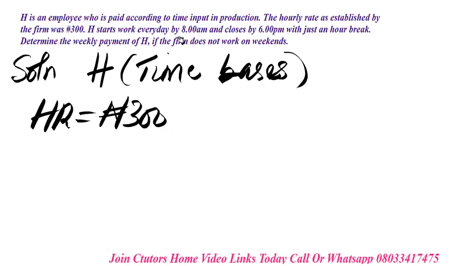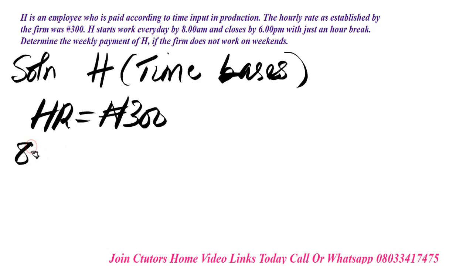Now we are trying to calculate how many hours this man worked. So we need to know the number of hours he works in a day, then we'll multiply it by 5. We're supposed to multiply by 7, but the question told us that they don't work on weekends. So weekends is Saturday and Sunday, which means this man works from Monday to Friday, 5 days. Whatever we get in one day, we just multiply it by 5 and get our answer. He starts work by 8 o'clock and closes by 6 p.m. So let's calculate the hours.